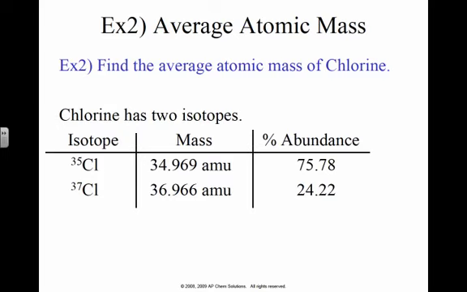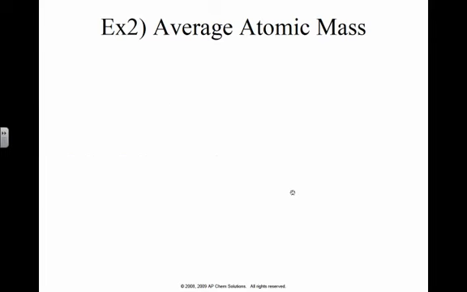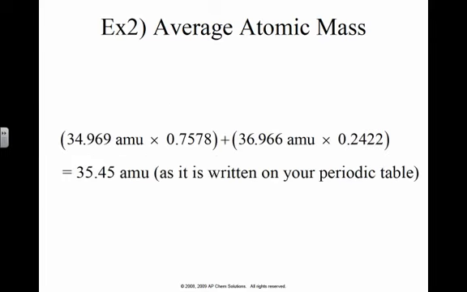So we're going to do another one. This one's for chlorine. We're going to take the mass, 34.969 times 0.75, plus 36.966 times 0.2422, and then we're going to add them together, and we get 35.45.